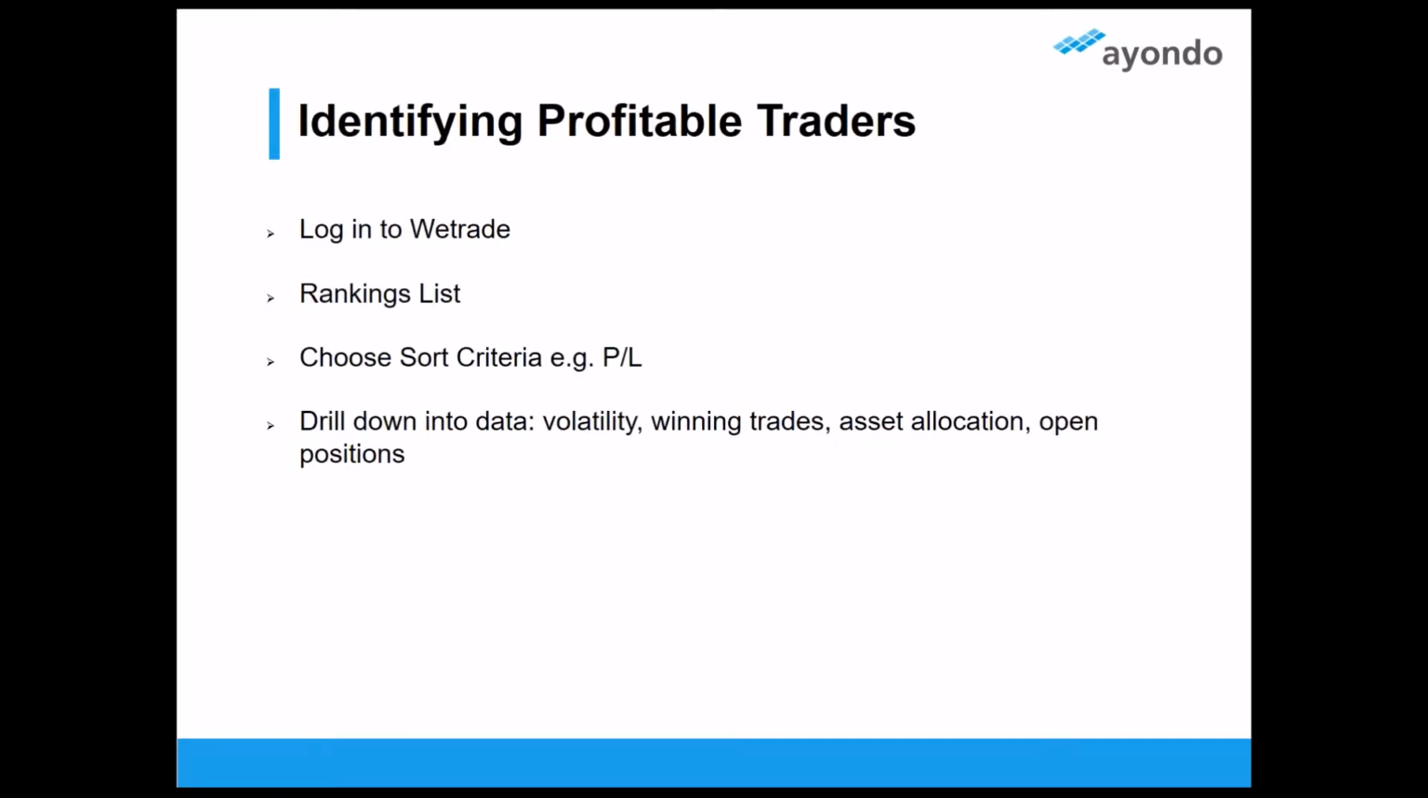So first of all, let's get into identifying profitable traders. We're going to start off logging into WeTrade. WeTrade is Aondo's web version, and it's how we can choose the traders. We'll look at the rankings list, like a league table of who's been doing what. We'll choose the sort criteria on the ranking list. P&L is an obvious one to use. Then we'll drill down a bit more into that and look at things in more detail.